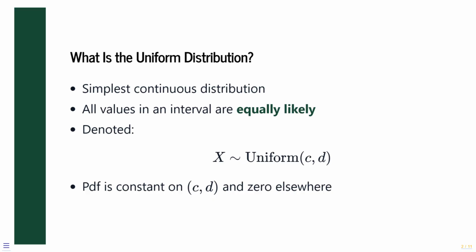Unlike many other distributions that have peaks or skewness, the uniform distribution spreads probability evenly across the interval. It is often used to model situations where outcomes are completely random within a fixed range.